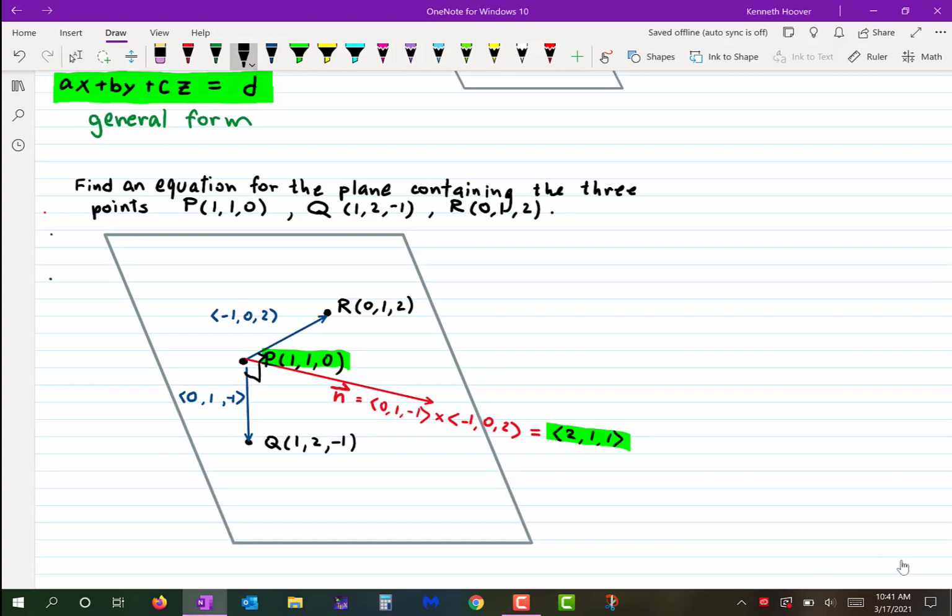So remember, we have ax plus by plus cz equals d. Okay, there's a, there's b, and there's c. So let's put those in. Okay, there we go. 2x plus 1y plus 1z equals d. Okay, and what is d? Do you remember that?